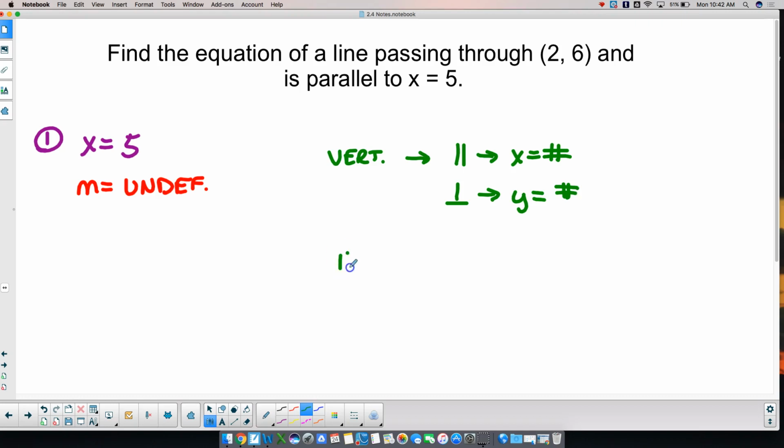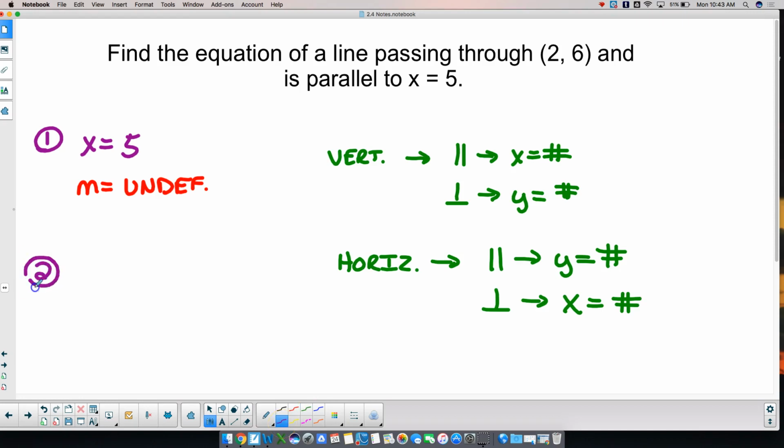Likewise, if it's a horizontal line, then if it's parallel, it's going to be y equals some number, and if it's perpendicular, it's going to be x equals some number. Okay? Parallel lines, perpendicular lines with vertical and horizontals are one of them. So if it's vertical, parallel is another vertical, perpendicular is a horizontal. If it's horizontal, parallel is another horizontal, perpendicular is a vertical line.